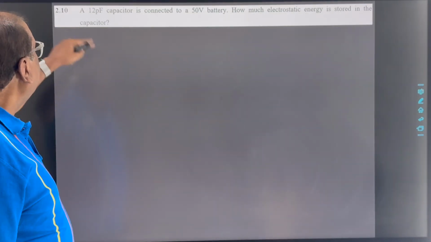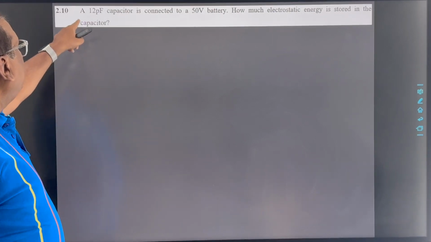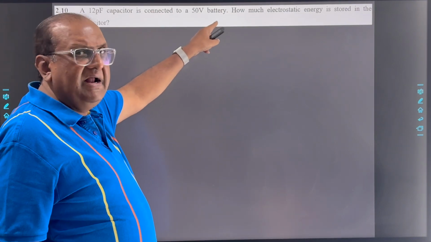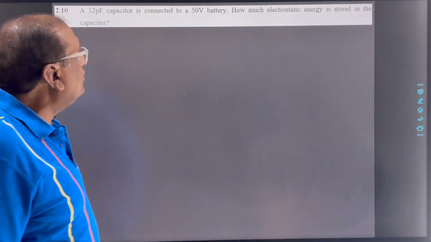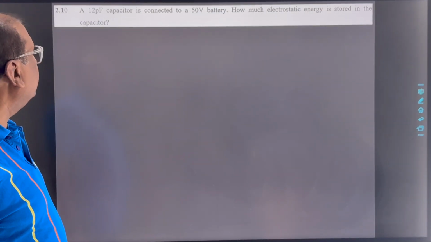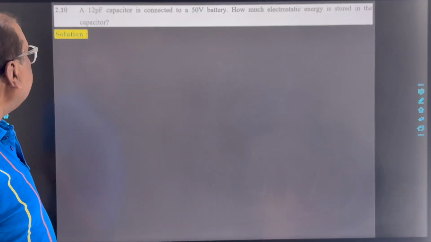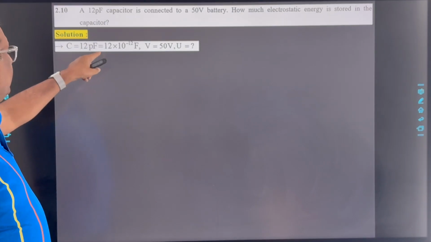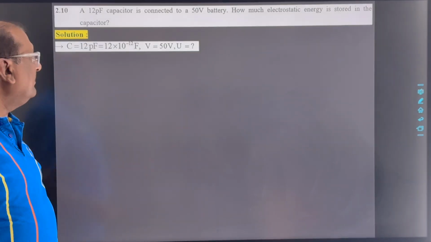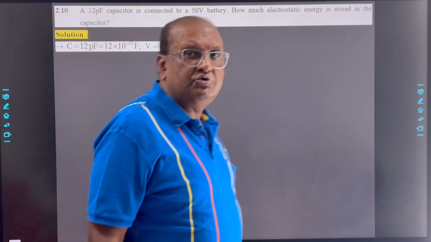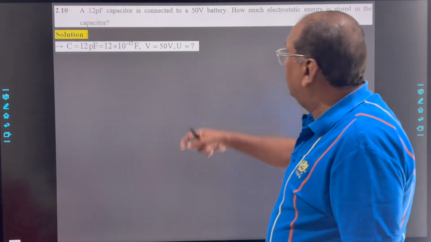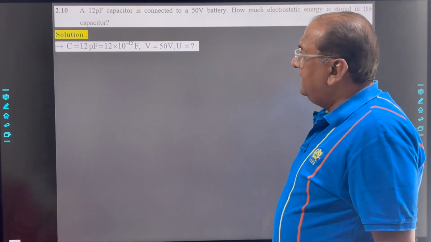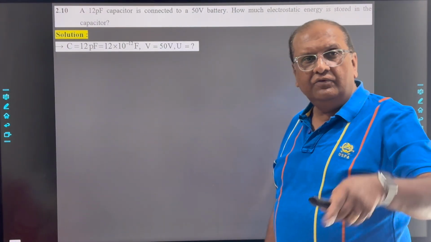Now example 2.10. A 12 picofarad capacitor is connected to a 50 volt battery. How much electrostatic energy is stored in the capacitor? Now capacitance of the capacitor is given to you, 12 picofarad, that is 12 into 10 raised to minus 12 farad. Supply voltage is 50 volt. How much energy is stored in it, that we want to calculate.